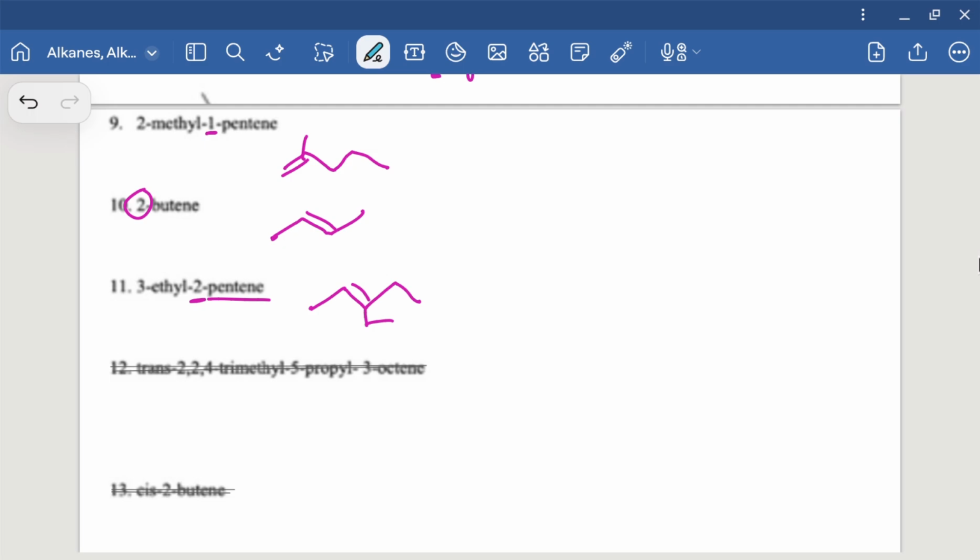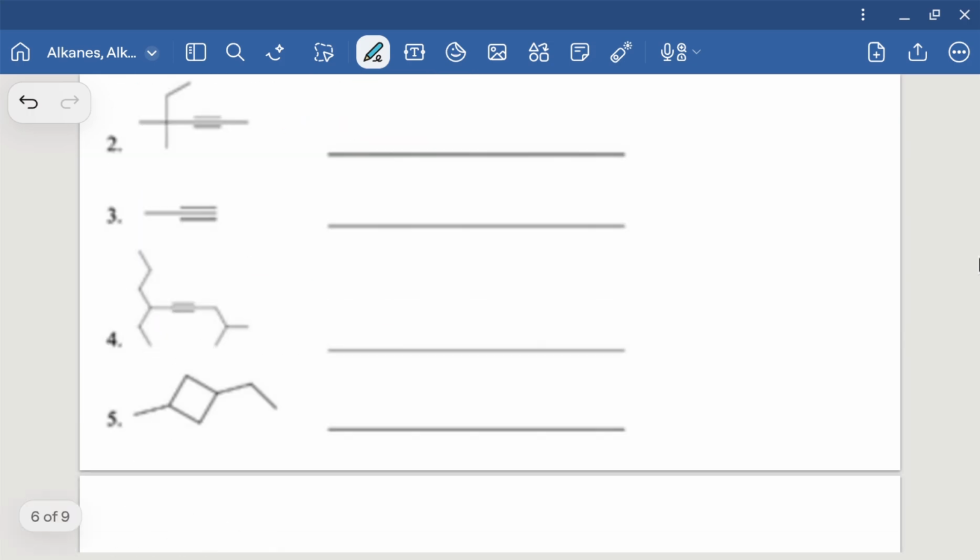I took the last 2 off because in high school chem in Alberta, we don't look at this other naming, like with trans and cis. In Alberta, you don't do that until university. So we'll just skip those 2.